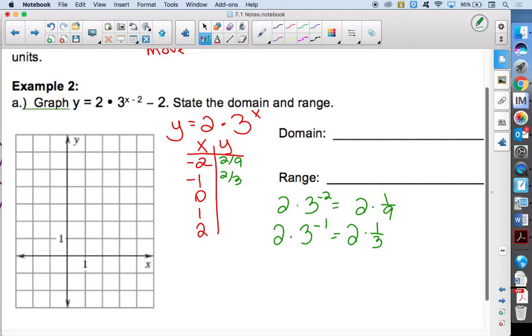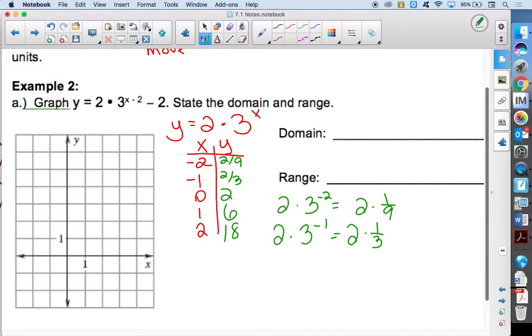So if x is 0, what's our y value? Okay, 2, because 3 to 0 is 1 times 2. Okay, if x is 1, our y value is 6. And then if x is 2, the y value is 18. That's good. So 3 squared is 9. 9 times 2 makes 18.